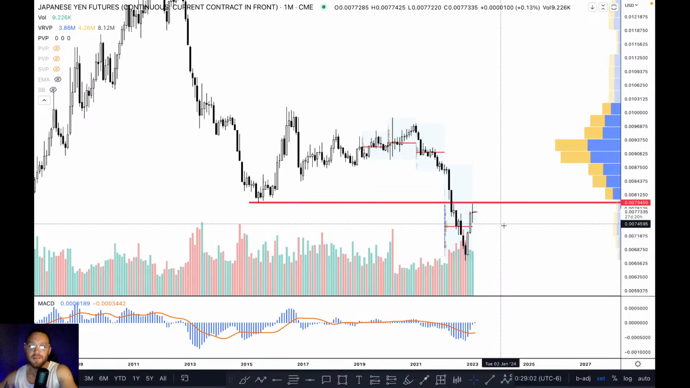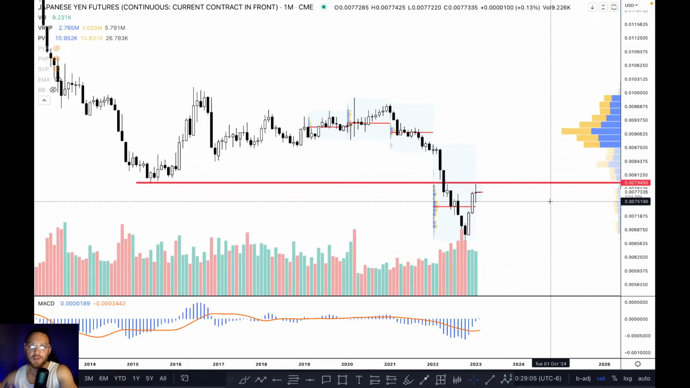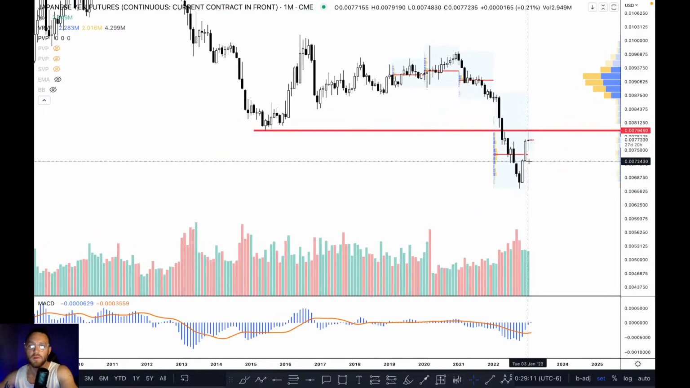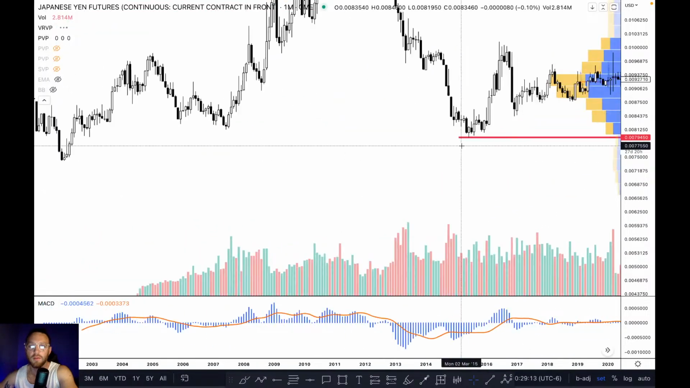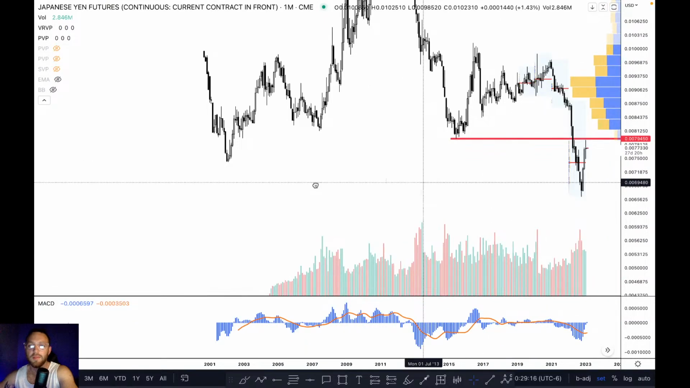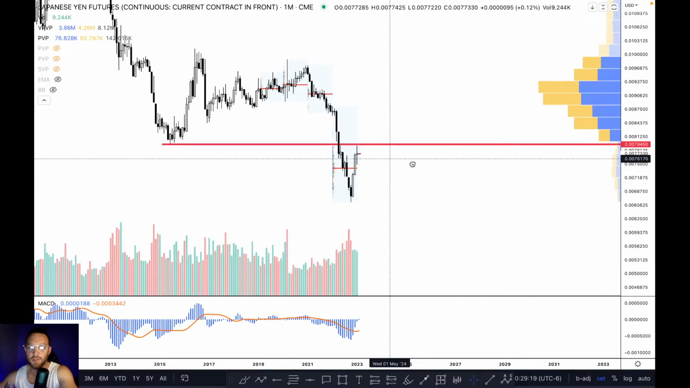Okay, here is the yen, and it is rejecting. It left a doji at this level. That's a true doji. So right at the old all-time lows almost, it leaves this doji just at this level.